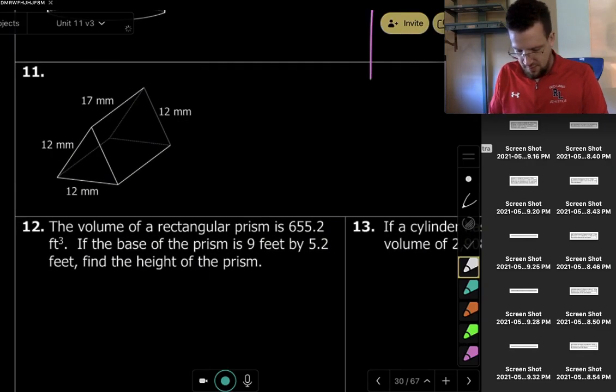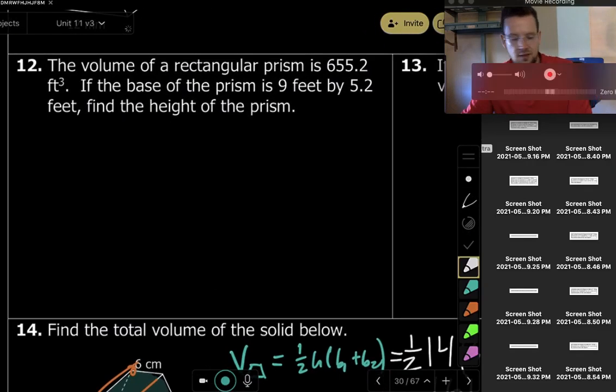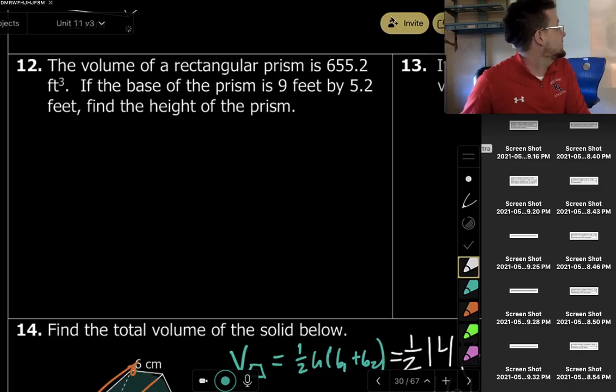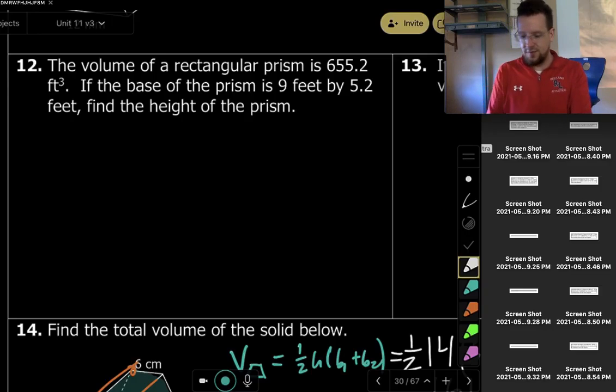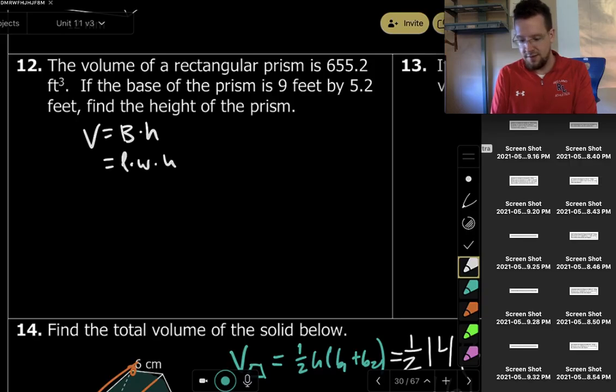Let's look at a different one. It says the volume of a rectangular prism is 655.2. So volume of rectangle. This is the area of a base times the height. This is length times width times the height.